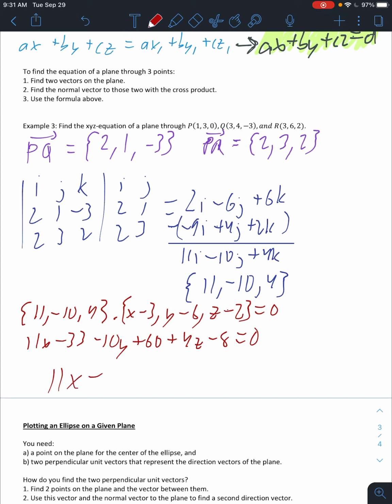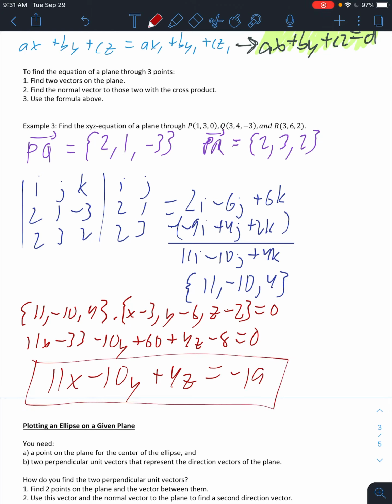Keep your x's, your y's, and your z's on this side. Combine like terms and add to the other side. And this is the equation of the plane that goes through those 3 points.